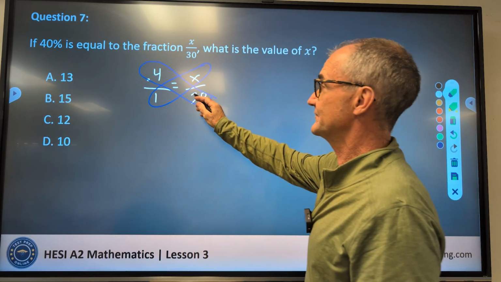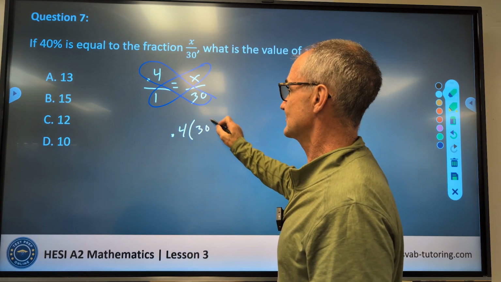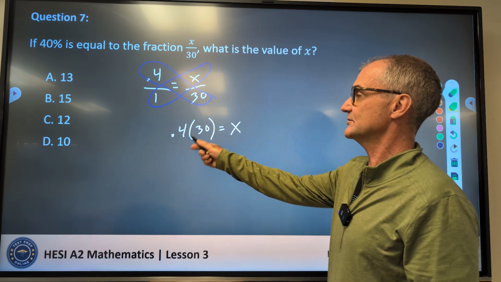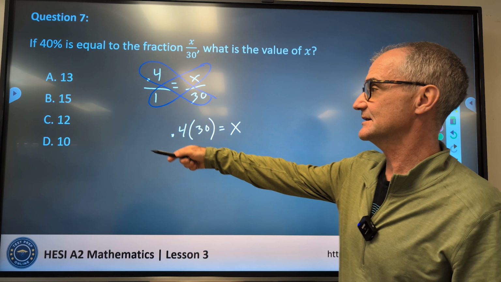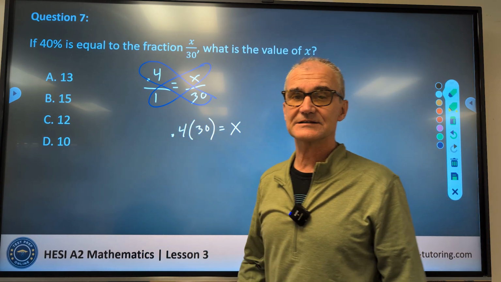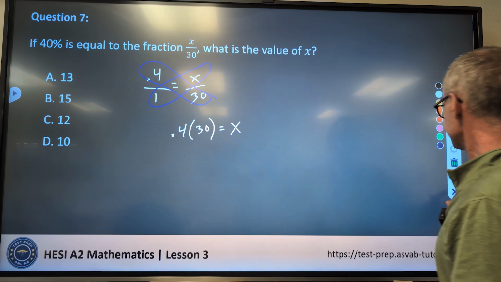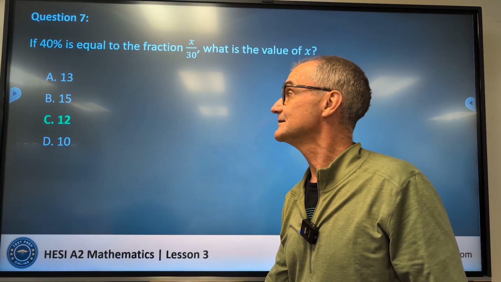So I have 0.4 times 30 is equal to 1 times x. 4 times 3 is 12. So I could see the only thing in there that works is answer C, 12. All right, moving right along.